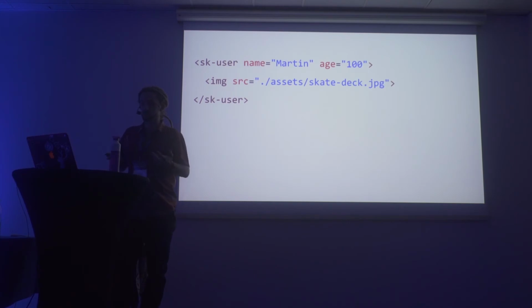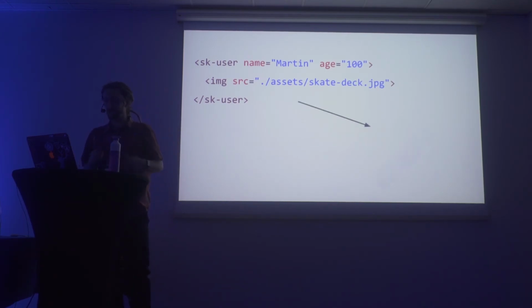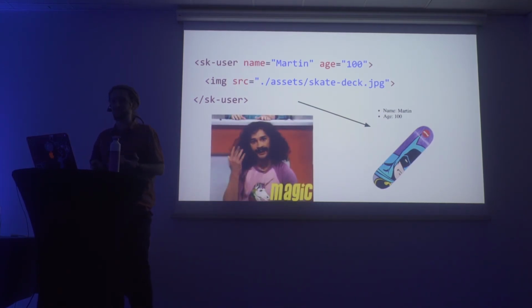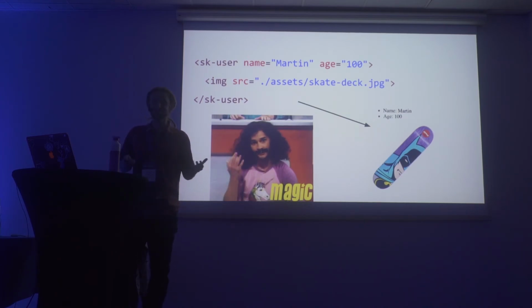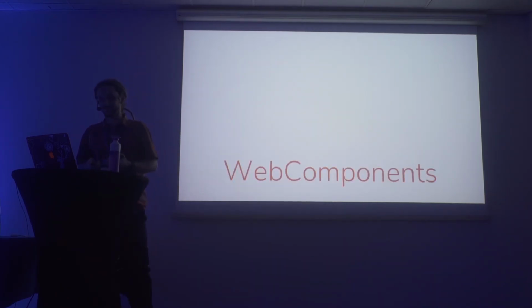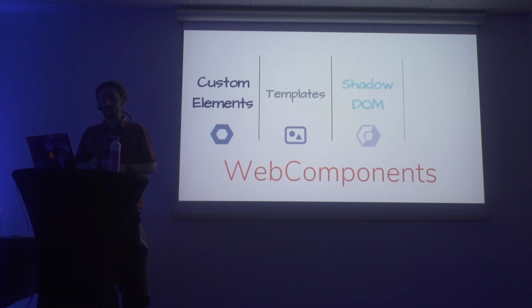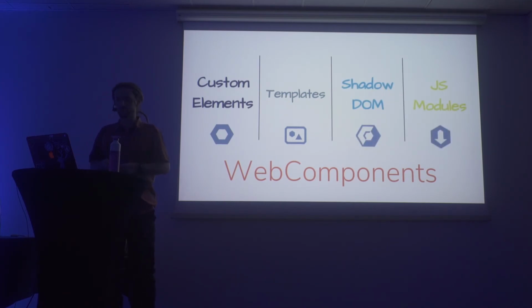So let's say this is some web component. I don't know. According to it, I'm 100 years old, so I look pretty good, right? And it renders like this. Wow, how is that even possible? It's some kind of magic, right? We are software engineers. We don't believe in magic. So web components is a set of specifications based on custom elements, templates, shadow DOM, and JavaScript modules. Let's dig deeper into that.